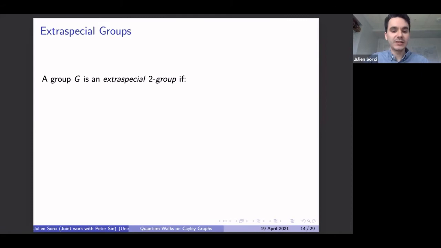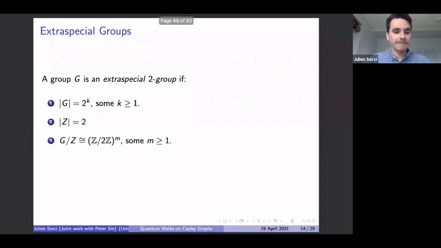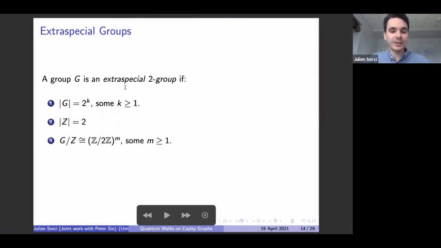So a group G is an extraspecial 2-group if its order is a power of 2, its center has order 2, and also if G mod Z is an elementary abelian 2-group. And now you can define an extraspecial p-group for any prime p where you just change out the 2 with a prime p, but we'll just be looking at extraspecial 2-groups. So I just gave you the definition here.